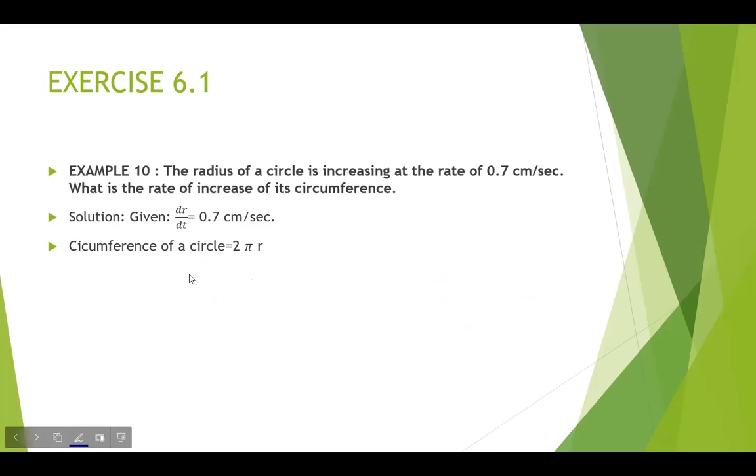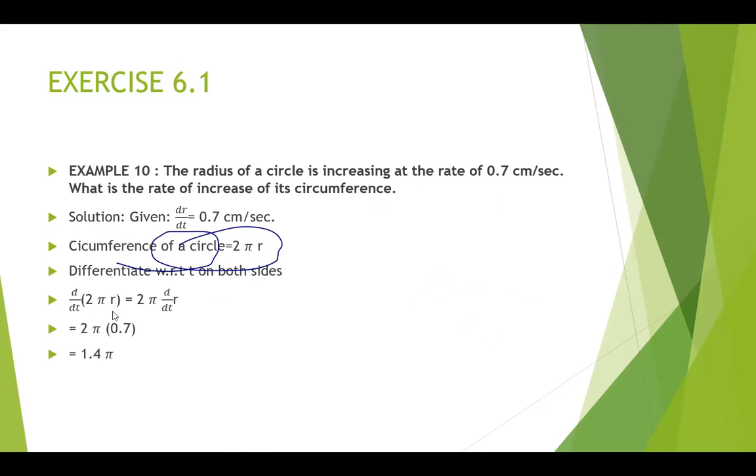Circumference of a circle is 2 pi r. I will differentiate this equation with respect to t. d by dt of 2 pi r, then 2 pi dr upon dt. The radius is increasing at the rate of 0.7, they told. So dr upon dt is 0.7. I take 2 as it is, 1.4 pi. Since it is circumference, I write it as just centimeters per second. If it was area, I would use the unit square centimeters.